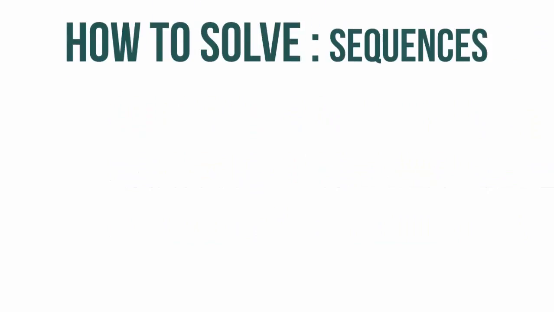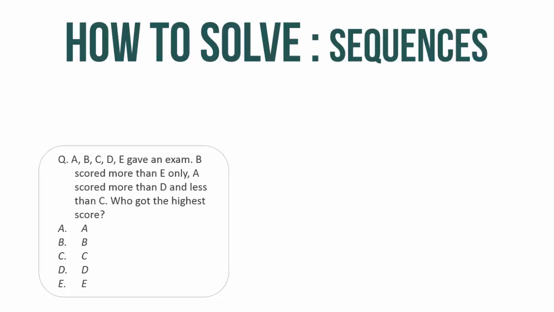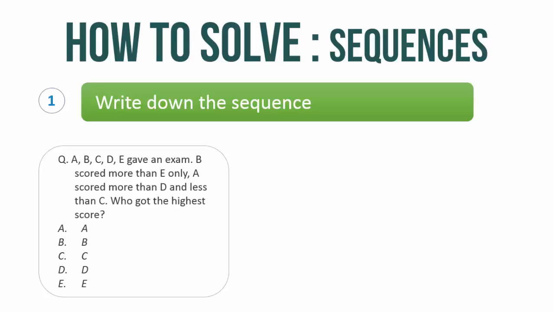Let's look at it with the help of an example. In the question, A, B, C, D and E gave an exam. B scored more than E only. A scored more than D and less than C. The question is, who got the highest score? Step number 1, remember, is to write down the sequence. The question is about the scores that A, B, C, D and E got in the exam. So we have to find the sequence in which their marks are ordered.